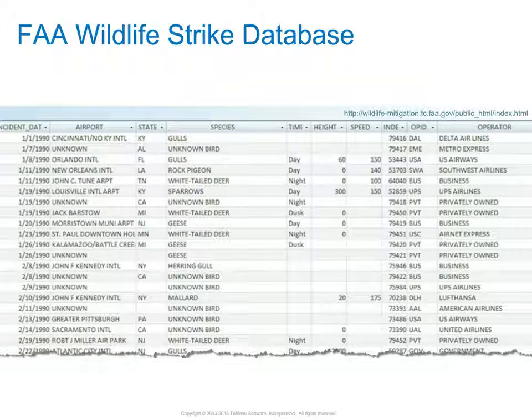The intuition is that it might not be safe to fly because we just heard about the miracle on the Hudson, and here's some data to find out if we're right or wrong. It's very typical data. In the left-hand column, you can see the dates. Data almost always has dates. Then there are string columns like airport and species, and then there are quantitative columns like height and speed.